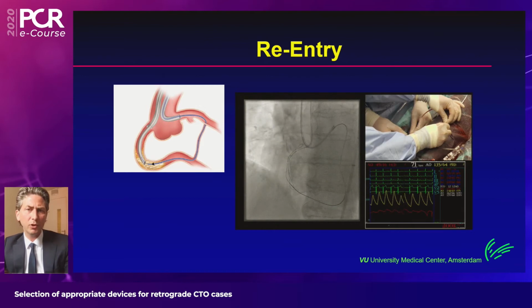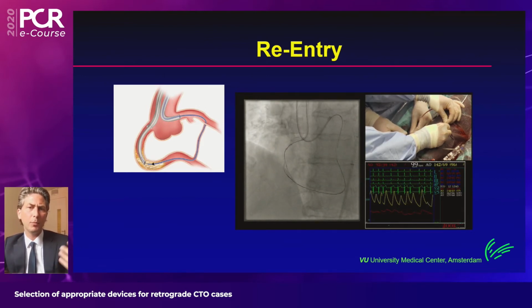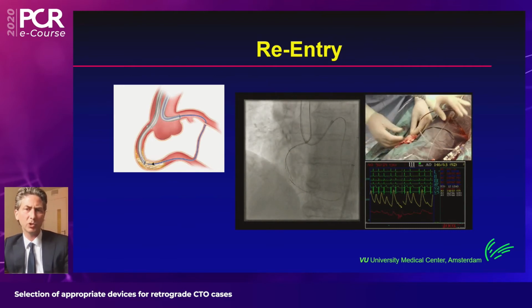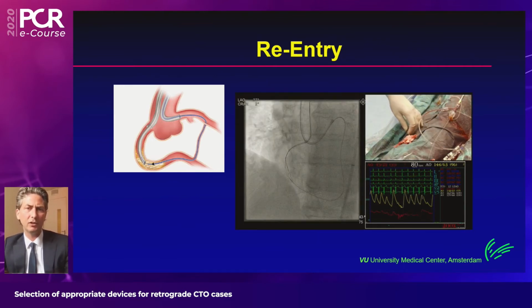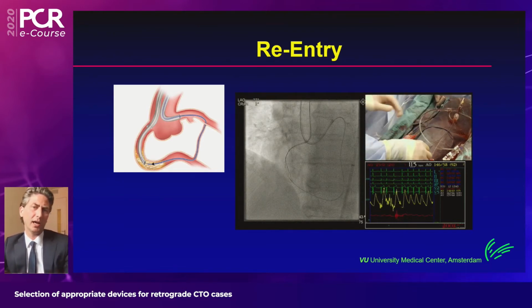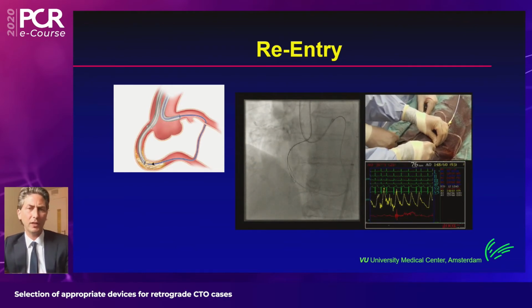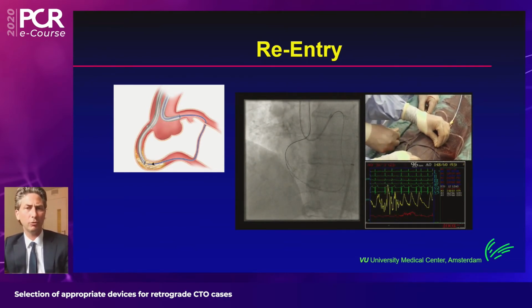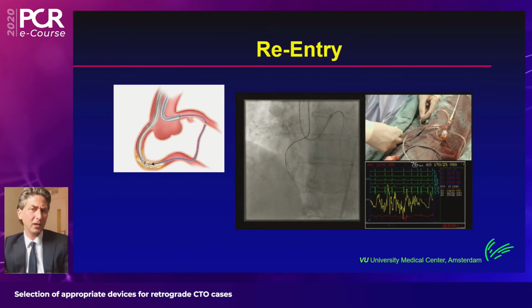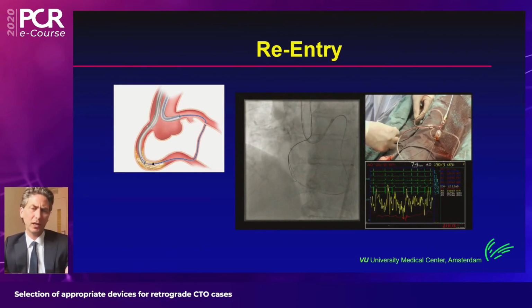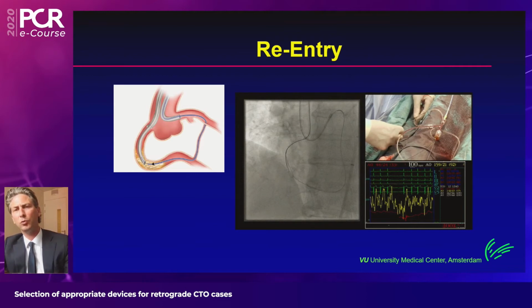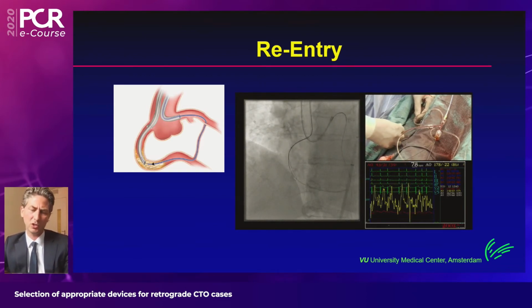So this is the reentry phase. In this case, it was a Gaia wire. You can see the wire going back and forth into the subintimal space, and finally, as you can see right here, getting into the Guideliner. And now you have externalized. So you advance your retrograde microcatheter, get it into the Guideliner, then get a long wire like an RG3, and you externalize. So you basically now have the heart on a string, and you can basically do antegrade ballooning and stenting through the externalized wire, in this case, the RG3.